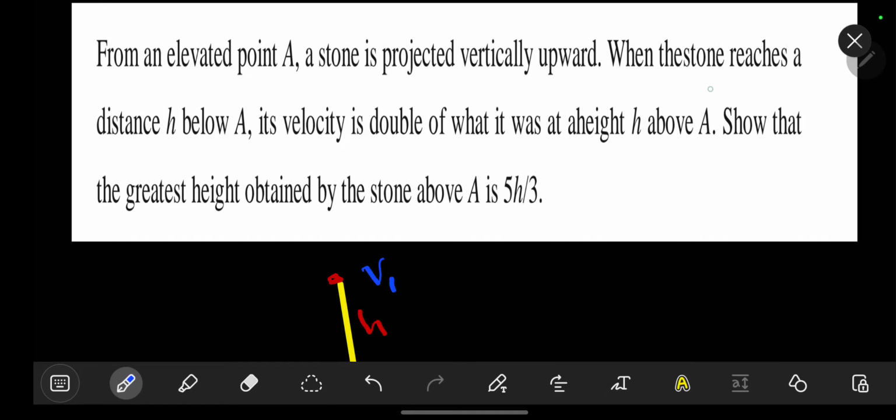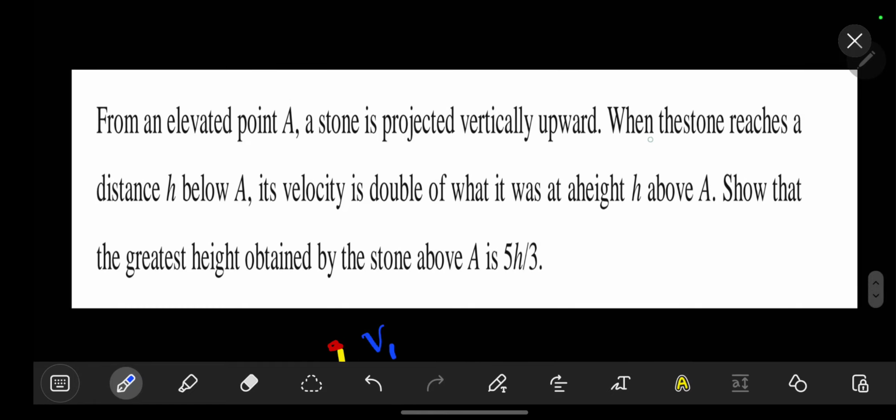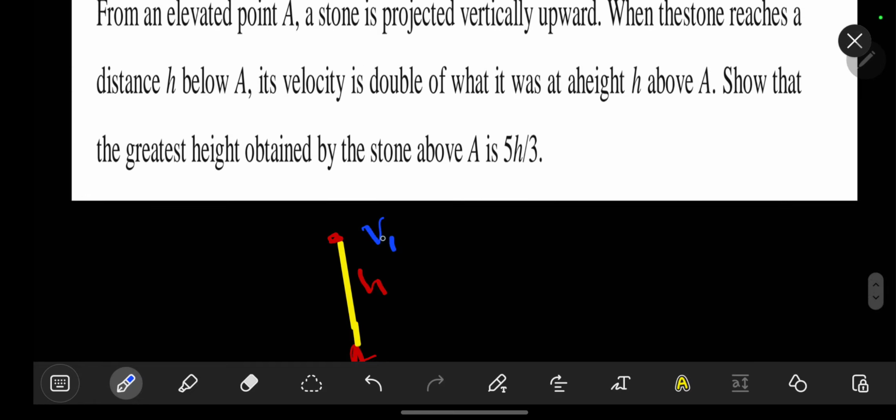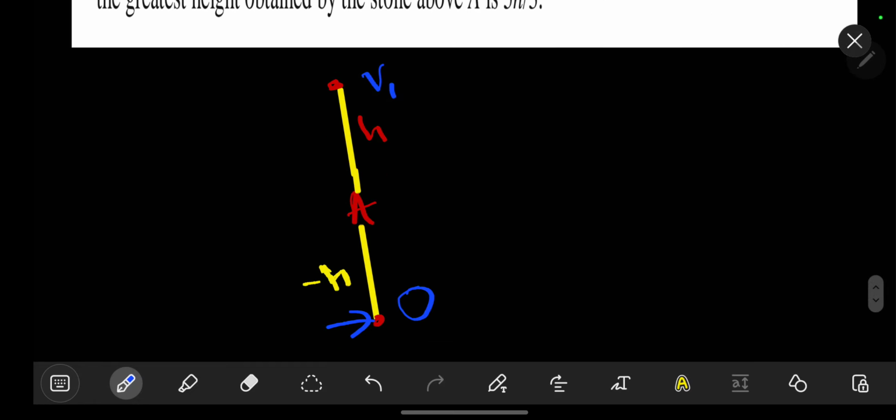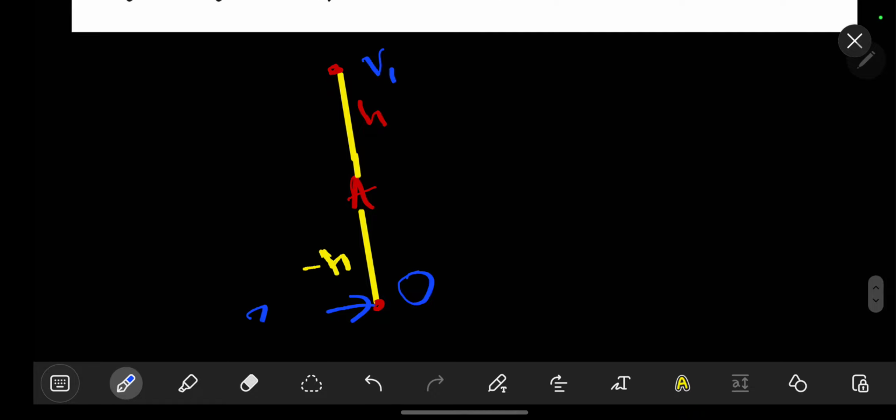So we have been told that when the stone reaches a distance h below A, its velocity is double of what it was at the height h above A. So if this is our v1, it means at the bottom, double means we are going to say 2v1 like that. So with that done, we can now form some equations.